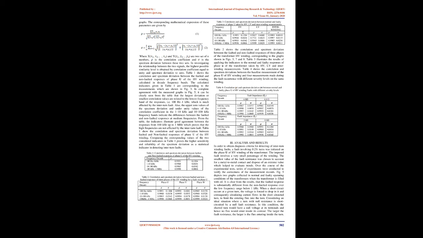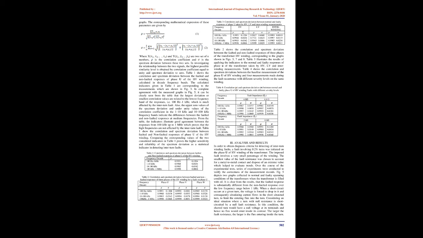Table 1 shows the correlation and spectrum deviation between the faulted and non-faulted responses of phase U of the HV winding, calculated in decade frequency bands. The calculated indicators given in Table 1 correspond to the measurements shown in Fig 5.